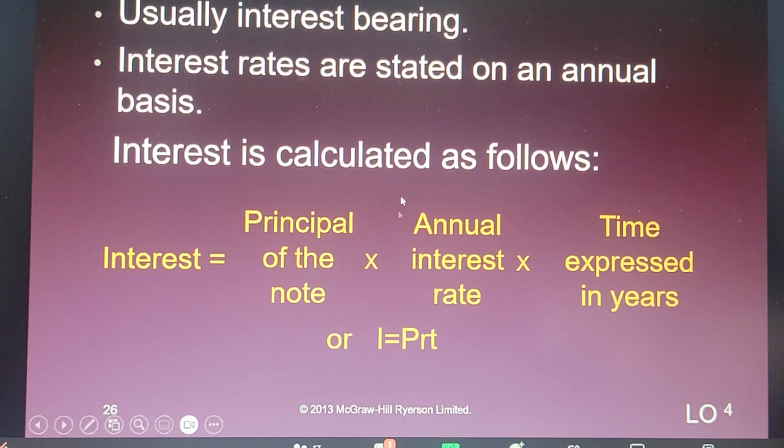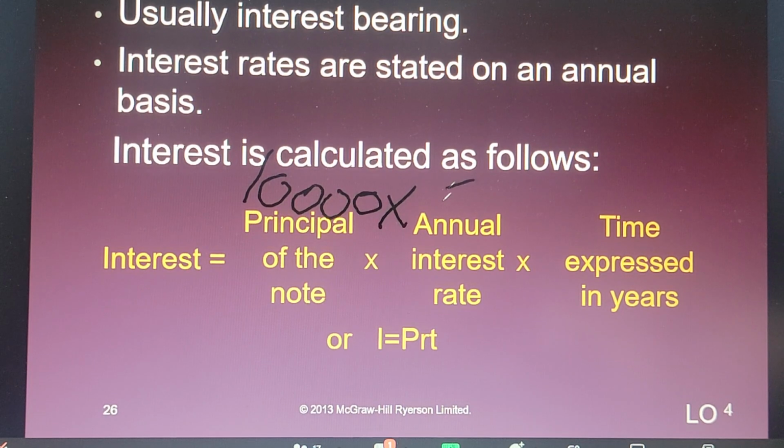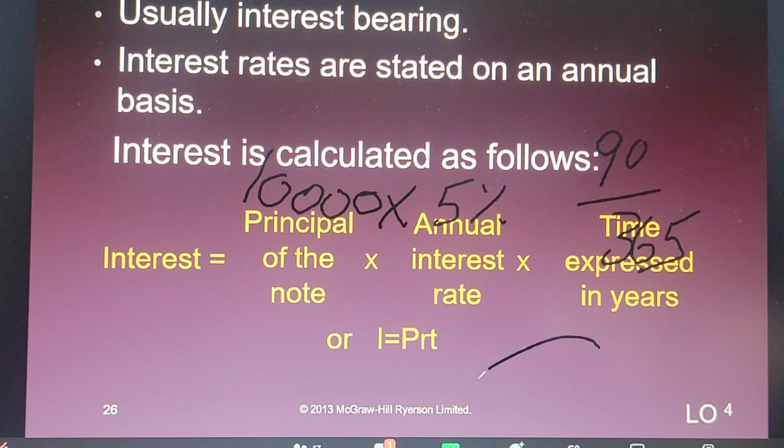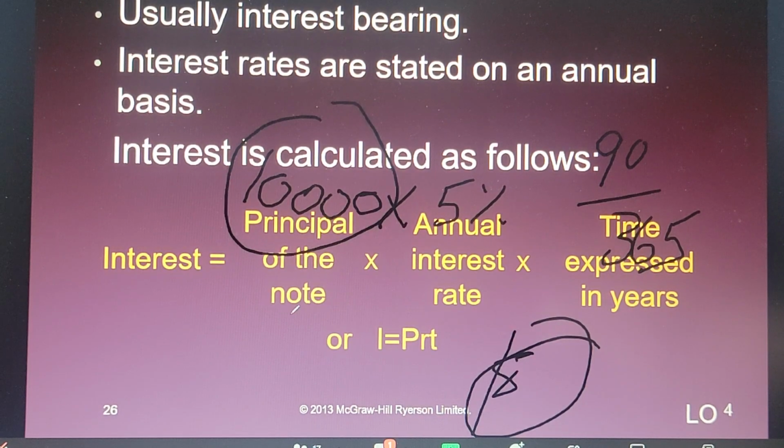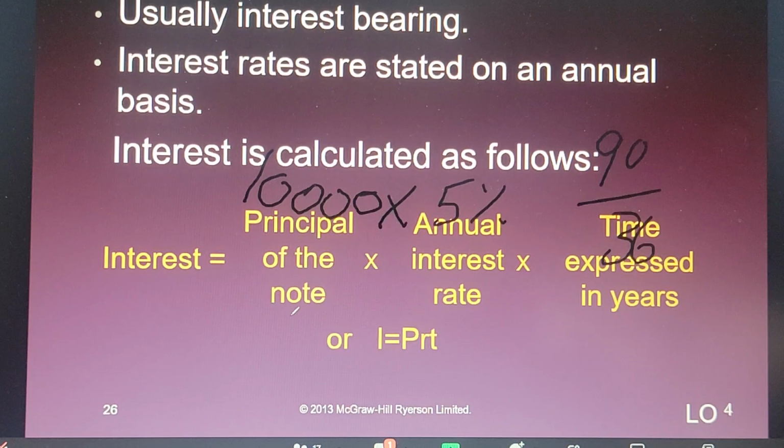Okay. So interest is calculated as follows, the way I just written it. Principal of the note, so it's 10,000 at 5%. Okay. Time, 90 days. Okay. That would give me the interest that should be paid for this principal. Okay.